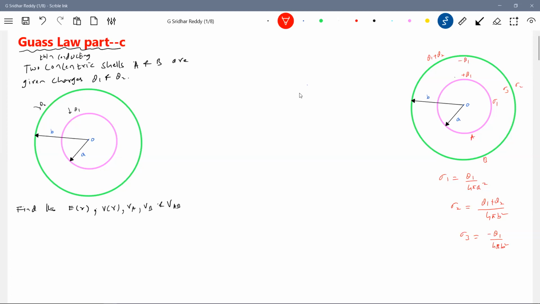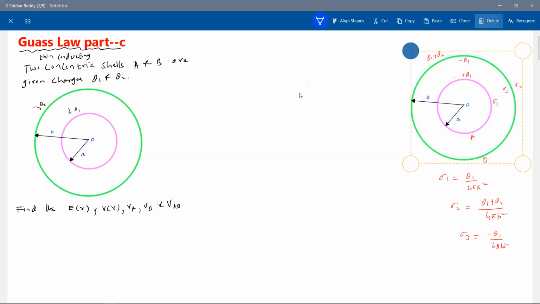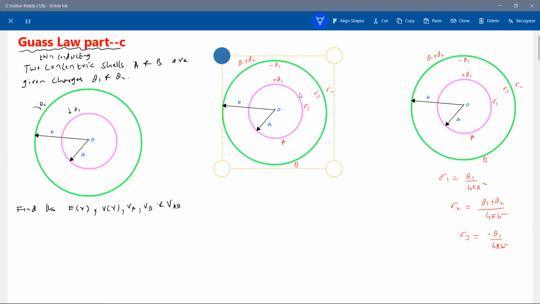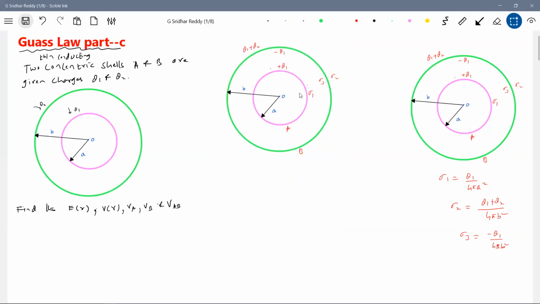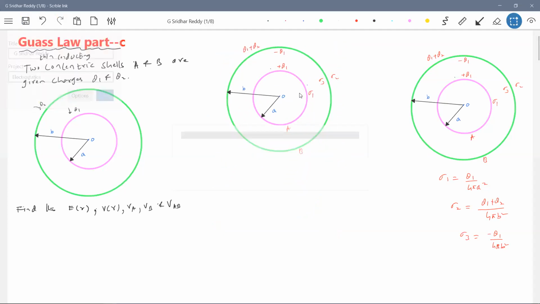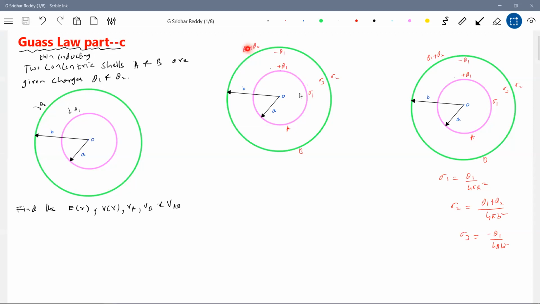Now he's asking to get the potential. So whether you consider this induced charge or not, you're going to get the same answer. Every time you need not go for this, as they're thin shells, you need not bother about this induced charge. Even then you'll get the same answer.